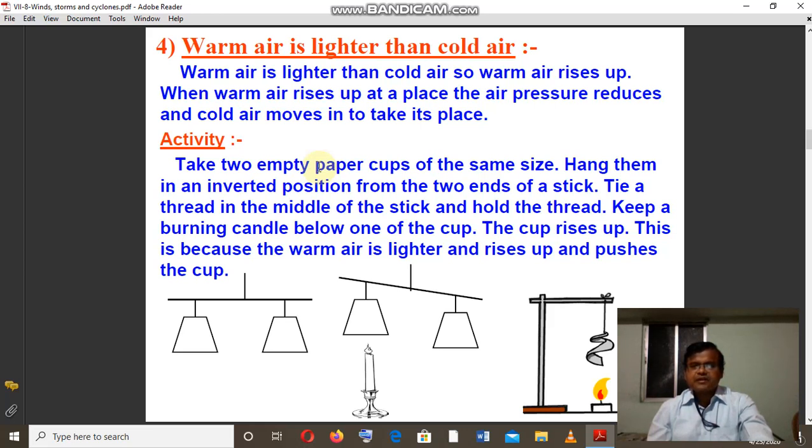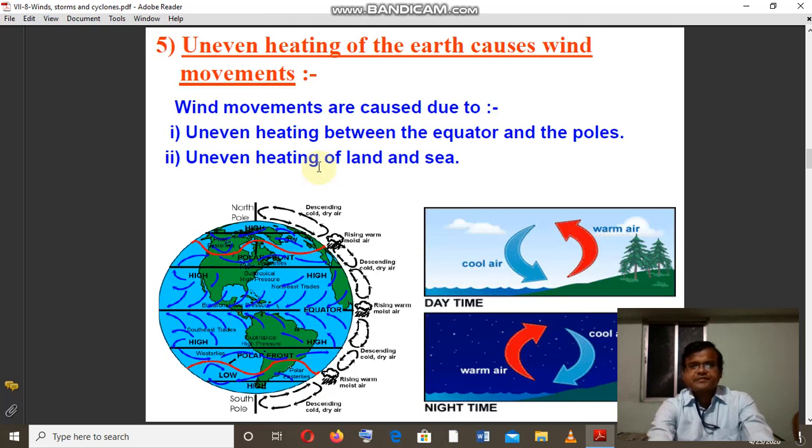Take two empty paper cups of the same size and hang them in an inverted position from the two ends of a stick. Tie a thread in the middle of the stick and hold the thread. Keep a burning candle below one of the cups. The cup rises up. This is because the warm air is lighter, rises up and pushes the cup. This implies that warm air is lighter than cold air.